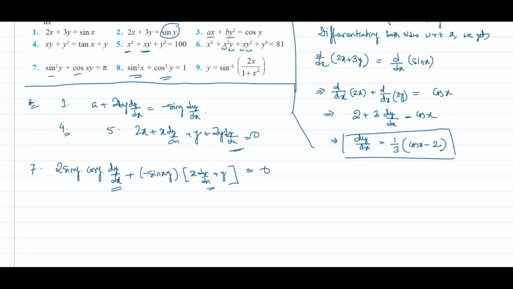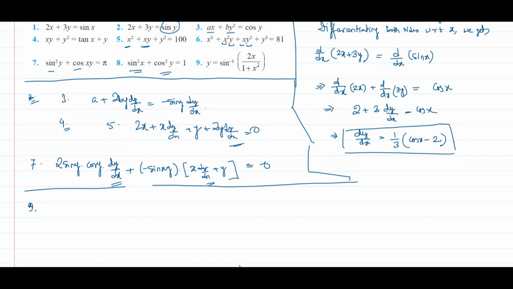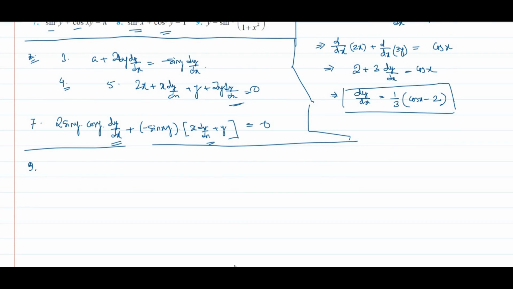Starting from question number 9, these are just the differentiation of inverse trigonometric functions. Now you have learned some rules. If you don't know the generalized method for solving the differentiation of inverse trigonometric functions, please refer to the NCERT. It is discussed in detail there.